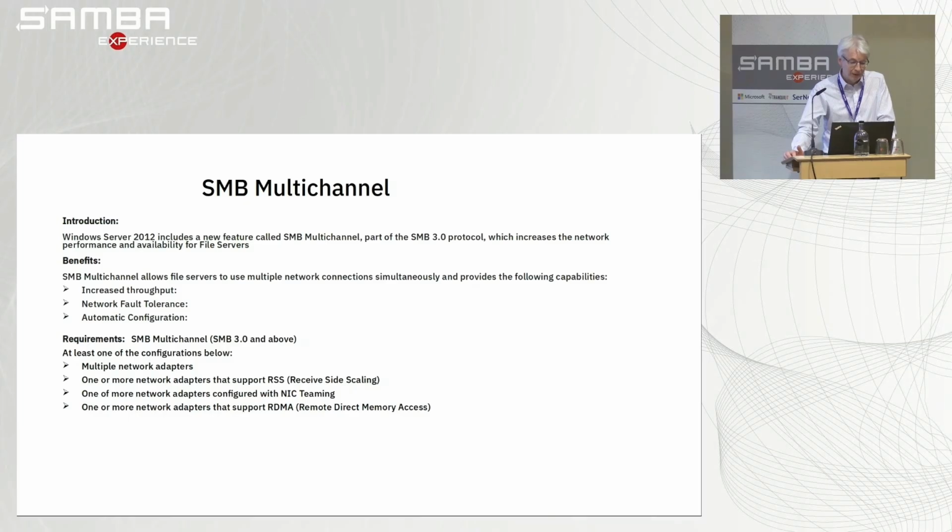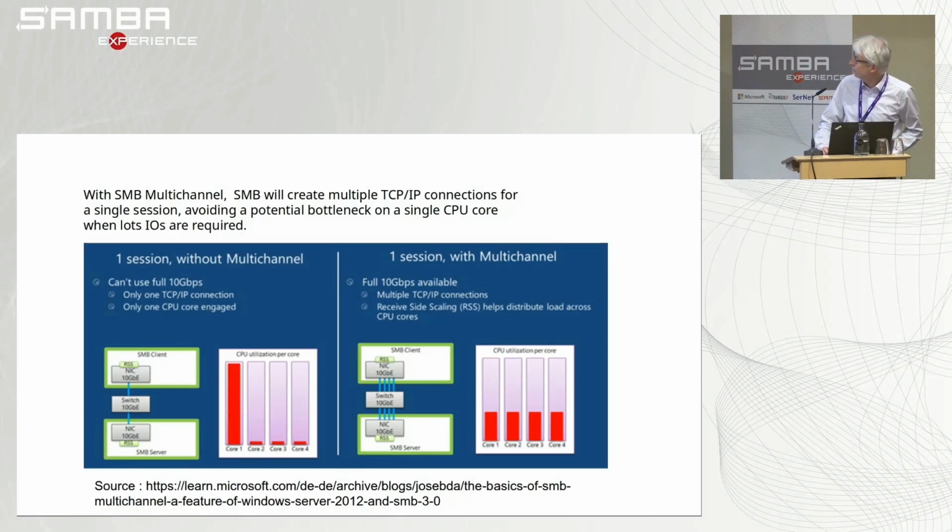In order to take advantage of it, we need multiple network adapters, or network adapters that support what Microsoft calls receive-side scaling, and/or adapters that are set up for network bonding, or NIC teaming as it's called in the Windows world, and eventually RDMA. There's a nice chart from Microsoft which is still online on their webpage.